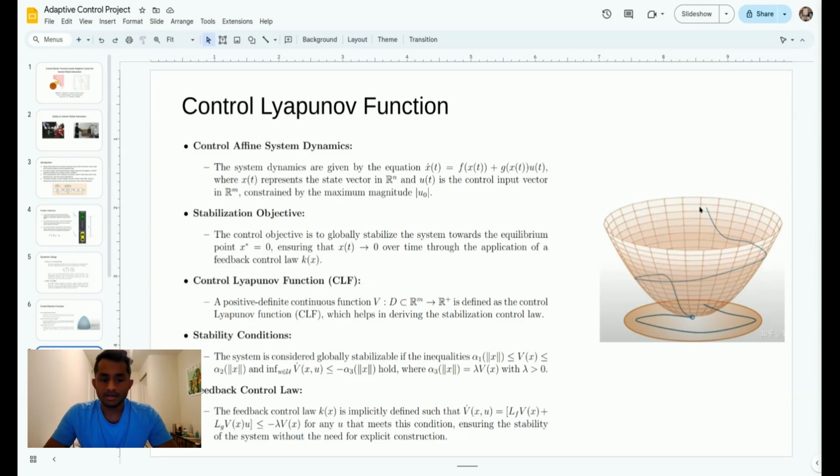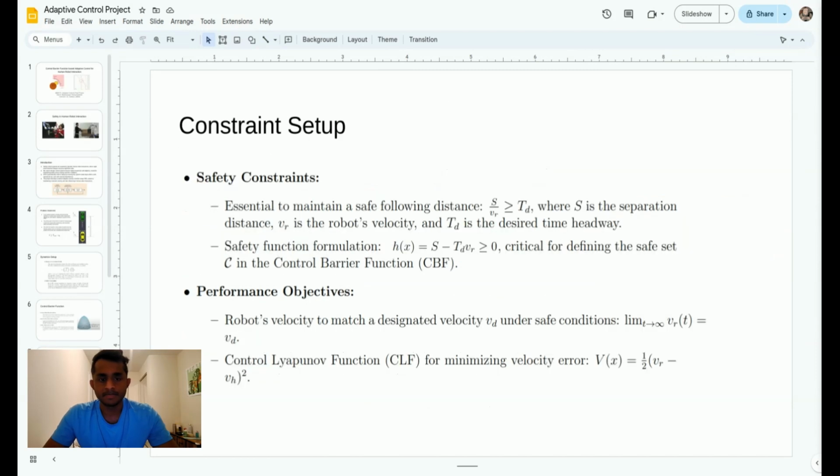We need to find a feedback control law k of x, or in this case u, which can be appropriately obtained through the equation V dot of x comma u is equal to LfV of x plus LgV of x times u, which is less than or equal to minus lambda times V of x. This ensures stability of the system without any need for explicit construction of V of x.